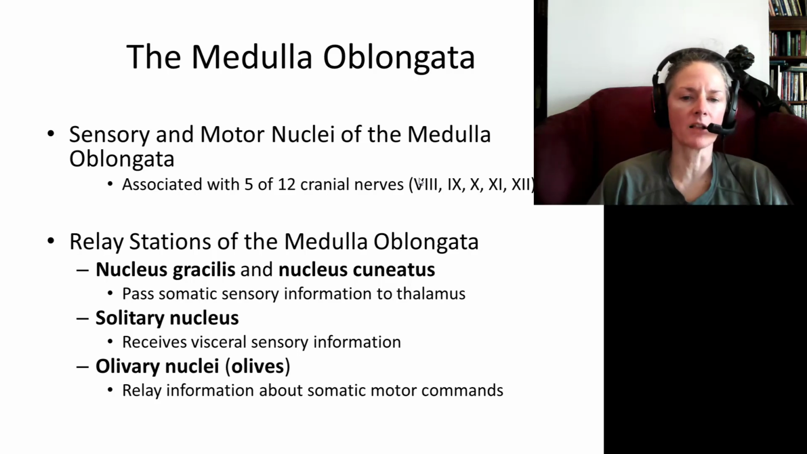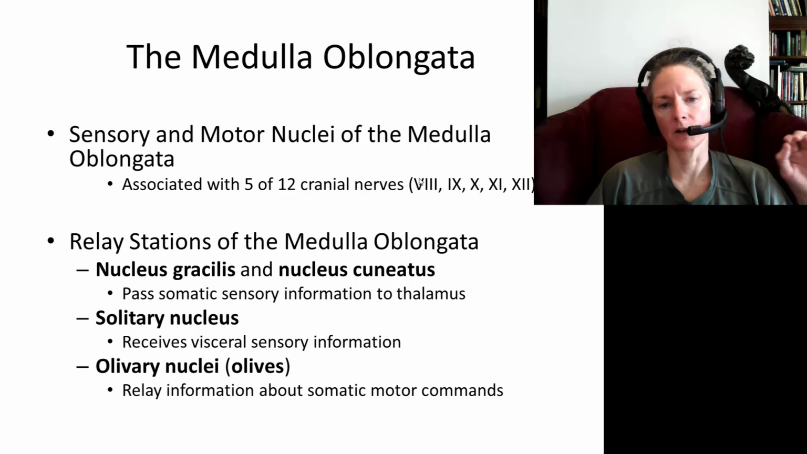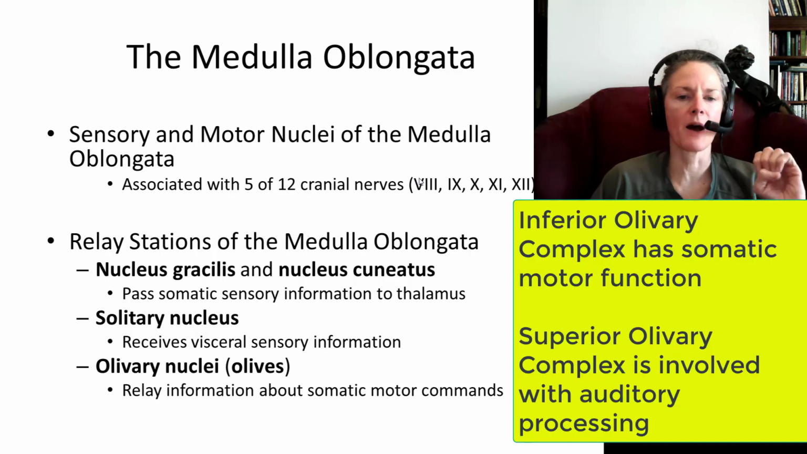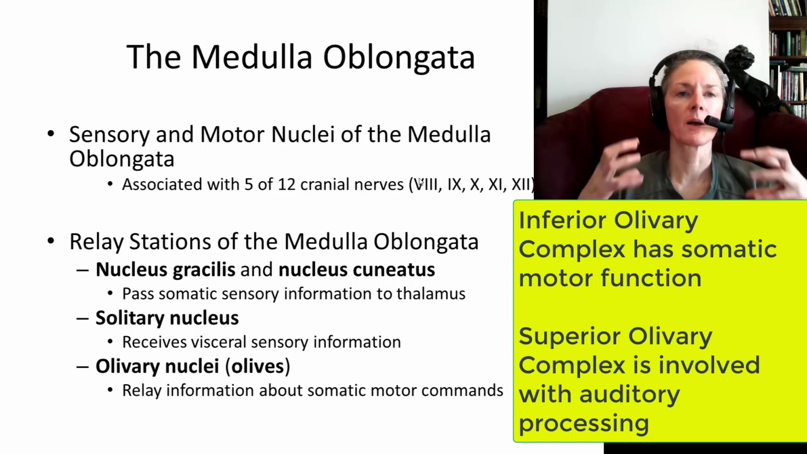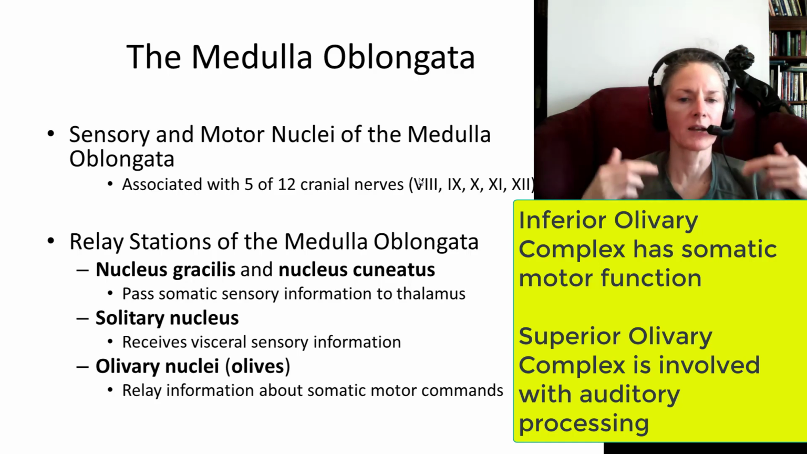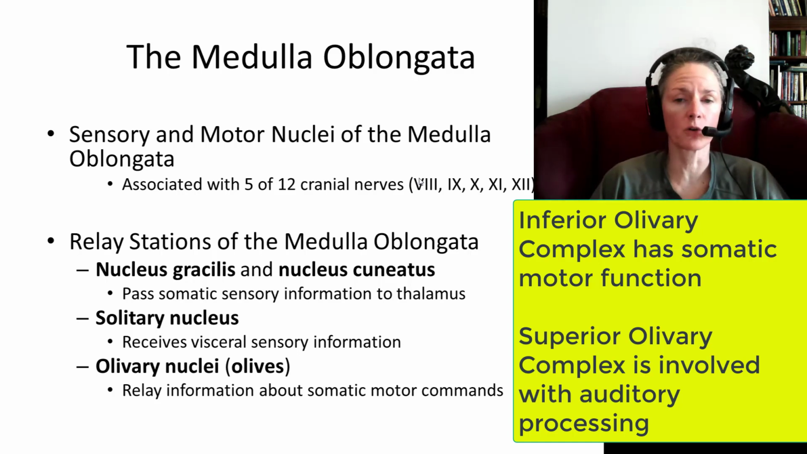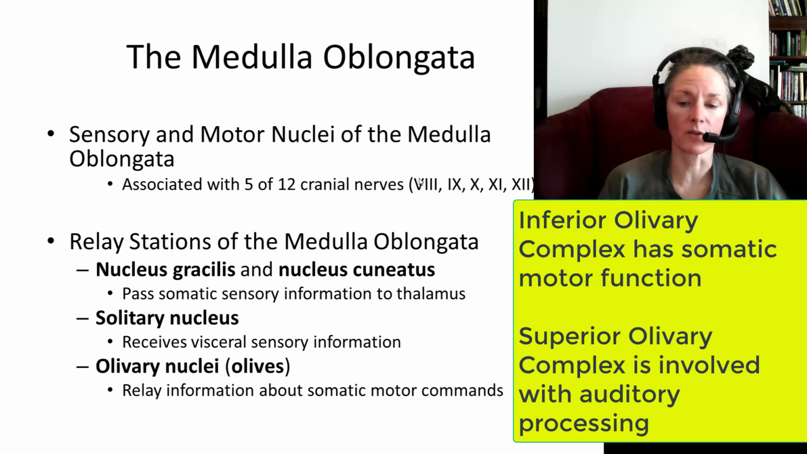And then we're going to have the olivary nuclei, and we're going to talk specifically about the inferior olivary nuclei. There are actually two olivary complexes. There's an inferior, which deals with somatic muscle control, and a superior olive, which also resides on the border between the medulla oblongata and the pons, and that's going to deal more with auditory processing.